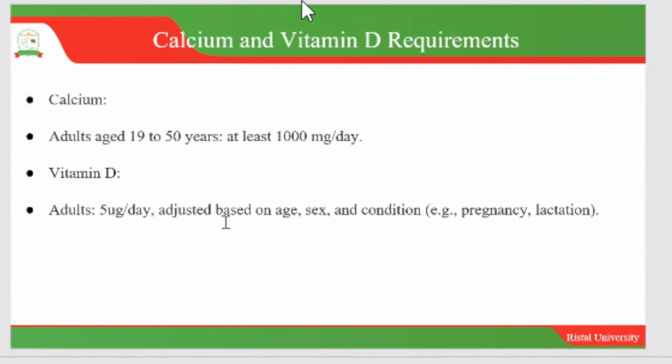Calcium for adults aged 19 to 50 years, at least 1000 milligrams per day.